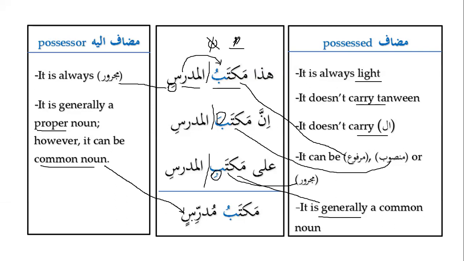And when it is associated to a common noun, then it remains a common noun. For example, here, maktabu is a common noun and mudarrisin is also a common noun. So now it will be translated as a desk of a teacher. But here it will be translated as the desk of the teacher. So the meaning will definitely change. And we know that hada is mubtada and maktabul mudarrisi is khabar. So that's why it is marfu. And after inna, we know that ismu inna is always marfu. And ala maktabi, we know that after harfi jar, the noun that follows it is always majroor.